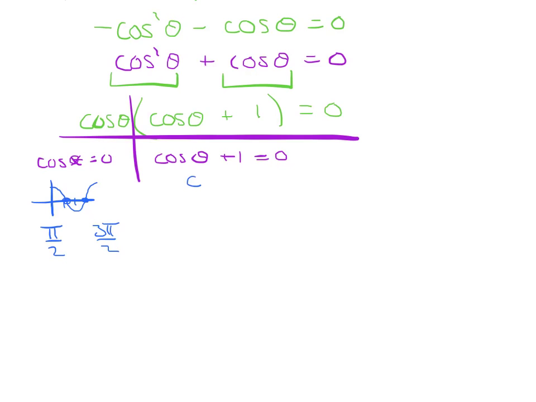And on this side, I get cos theta equals negative 1. So that comes from the graph. I'm going to steal the graph I had here. It hits negative 1 one time in my green dot there, and that's at pi. So I would say I have 3 answers: pi over 2, 3 pi over 2, and plain old pi.